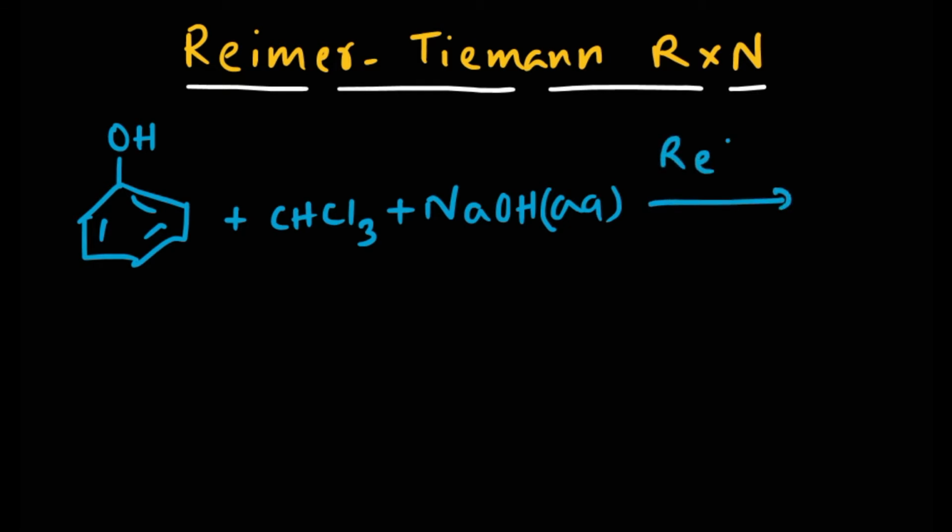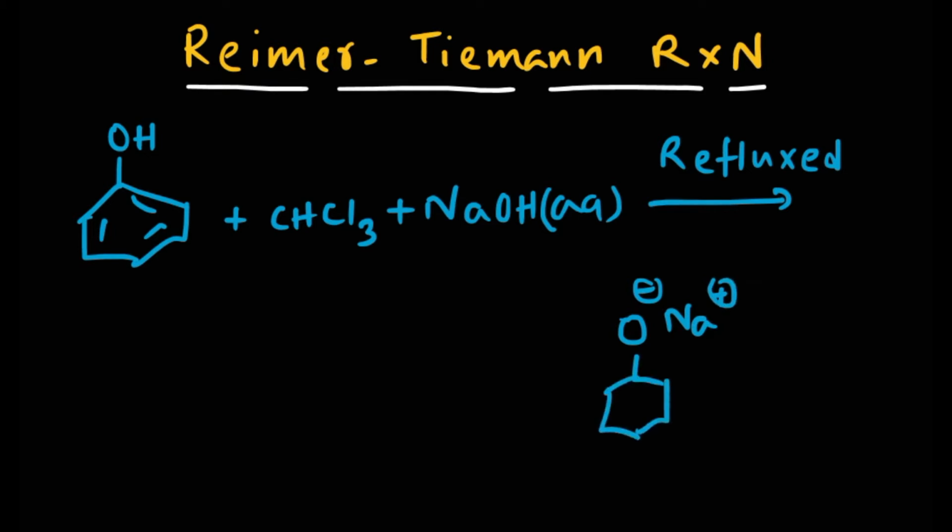Then if we reflux, suppose we reflux it in an RB, round bottom flask, then what happens? At first we will get the sodium salt of salicylaldehyde. Okay, this aldehyde group may enter here or in the para position also. Okay, in ortho and para position, but here the ortho position will be more stable due to the hydrogen bonding. We will discuss it later.